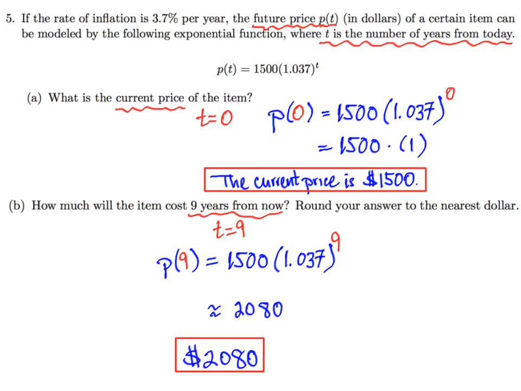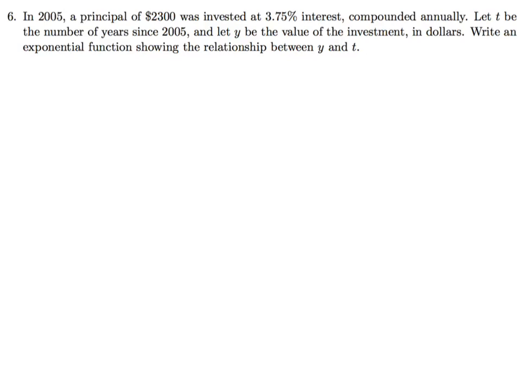All right. Let's move on. Number 6. So number 6 says, in 2005, a principal of $2,300 was invested at 3.75% interest, compounded annually. Let t be the number of years since 2005, and let y be the value of the investment in dollars. So we're asked to write an exponential function showing the relationship between y and t. So we have to come up with the function. That's all we have to do in this problem.